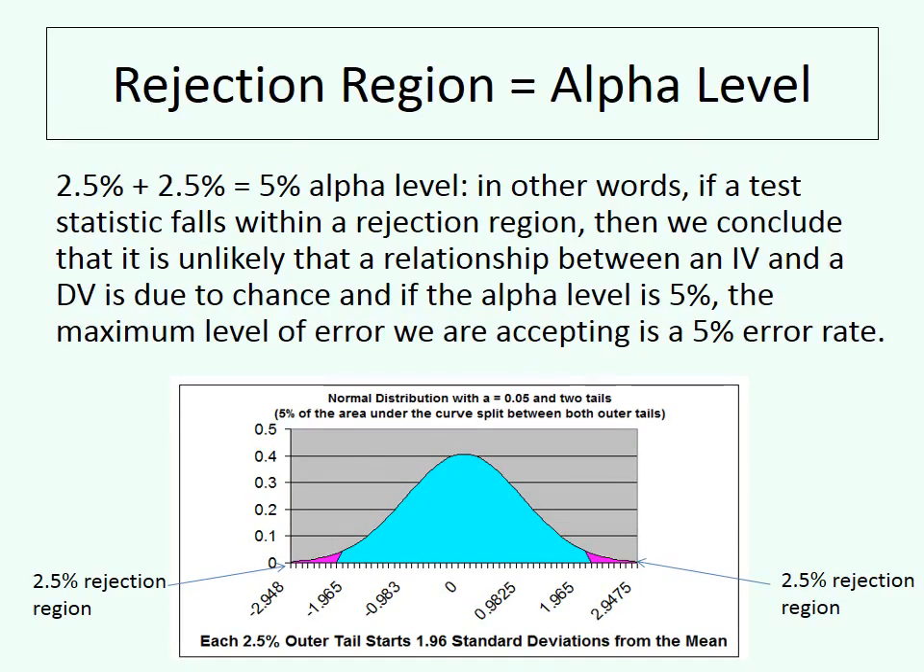This means that if a test statistic, which is a number, is plotted on the normal distribution and that test statistic falls within either rejection region on the normal distribution, then we conclude that it is unlikely that a relationship between an independent variable and a dependent variable is due to chance, and we reject the null hypothesis, which means we implicitly accept the alternative hypothesis and conclude that there is a relationship between the independent variable and the dependent variable.